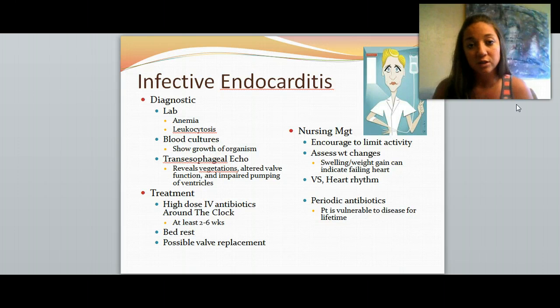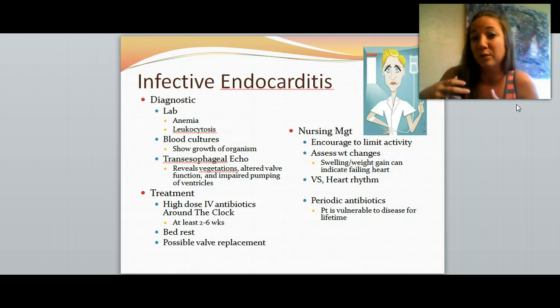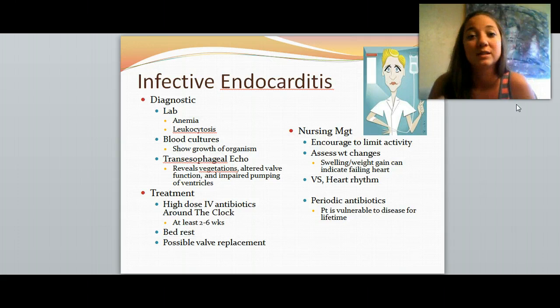A transesophageal echo is an echocardiogram that goes in through the mouth and down the esophagus, and we're able to see then into the heart through using the echocardiogram to see what's going on. And it's going to reveal vegetations, which are structurally going to be different. It's also going to show us the altered valve function, impaired pumping of the ventricles. You're going to be able to see that the blood is not really getting forced out the same way that it should be getting forced out.